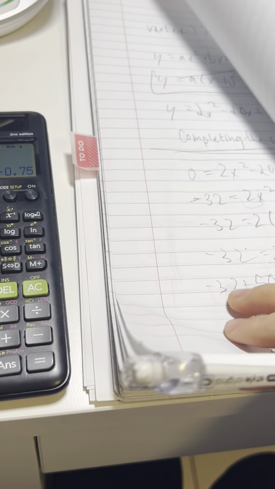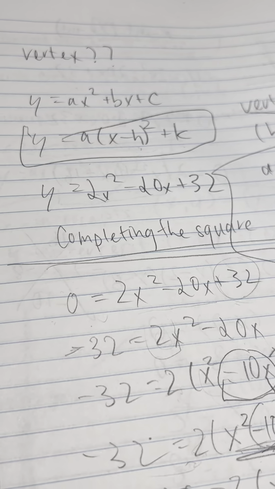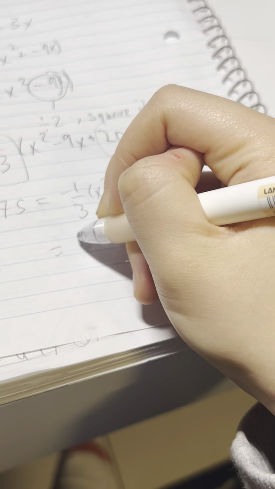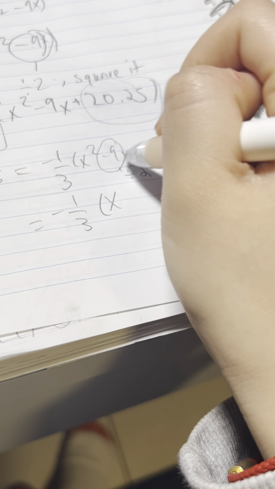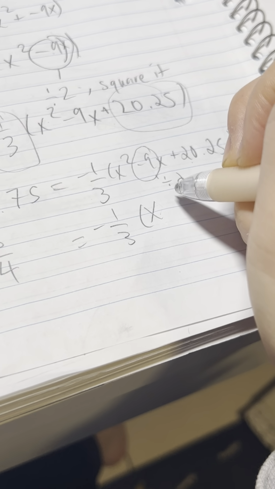Now, this whole thing is to make it look like this formula here. This entire thing is to just make it look like that so we can get the vertex more easily, right? So what we do is -1/3 times x, and then we do the b value divided by 2. In this case, it's -9 divided by 2.